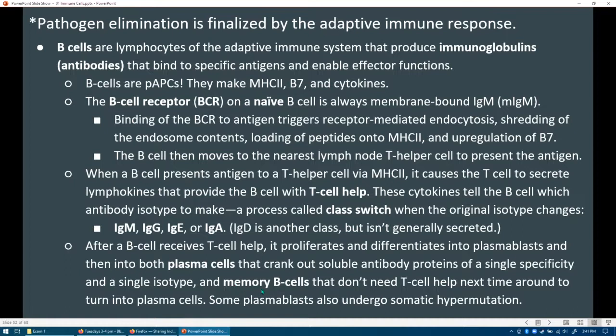Okay. Memory B cells are also a thing. So when a T cell activates a B cell, you also get a memory B cell. These memory B cells do not need T cell help the next time around in order to turn into a plasma cell. They just hang out in the lymph nodes and in the tissues, and when they encounter the pathogen's antigen again, they rapidly turn into a plasma cell and begin making a huge amount of antibodies. Those antibodies help to bind to the pathogen and mark it for destruction, etc. Okay, that's how B cells work.